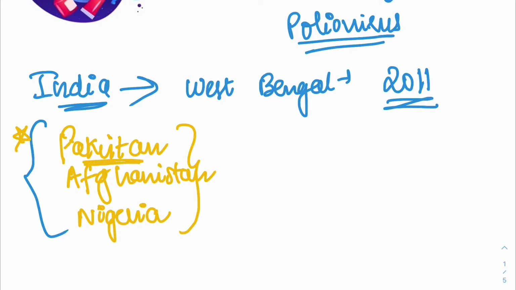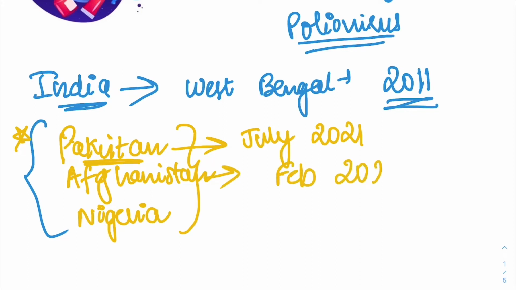Now, in Pakistan, the last known case of polio was in July of 2021, very recently, and in Afghanistan, the last case was in February of 2021. So in these countries, the virus is still prevalent. Also in Kenya, Iran, Nigeria, Tajikistan. So these viruses are still prevalent.